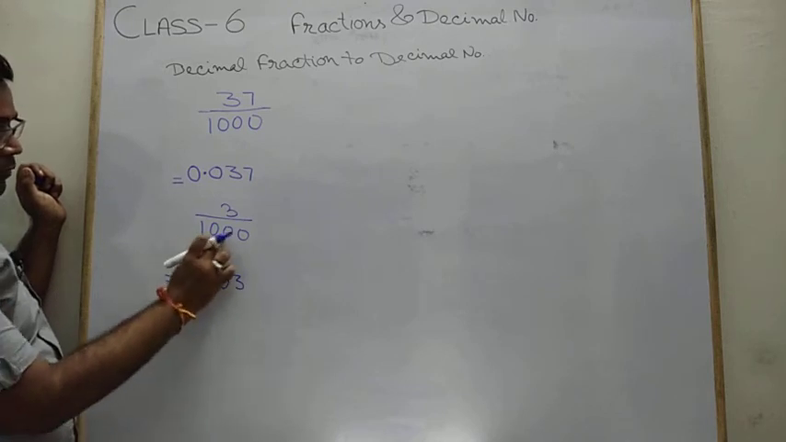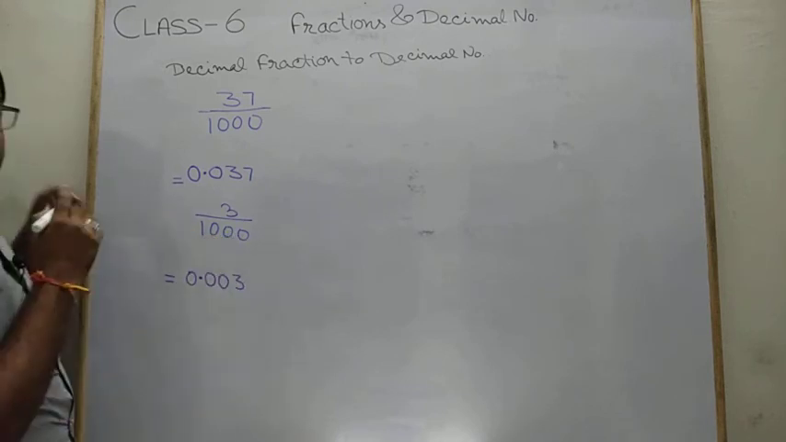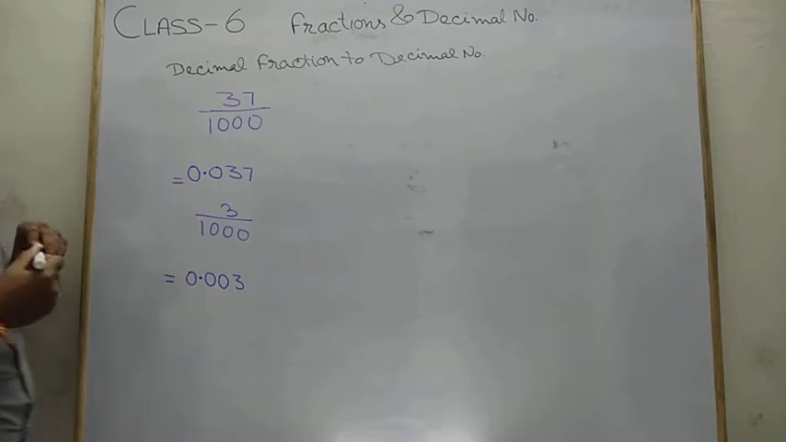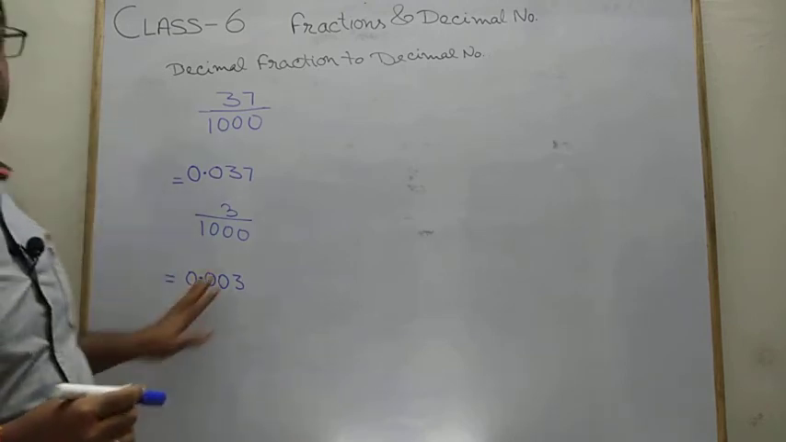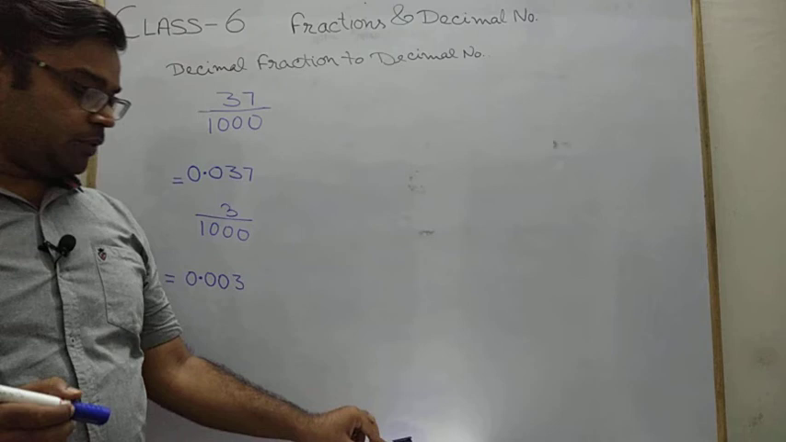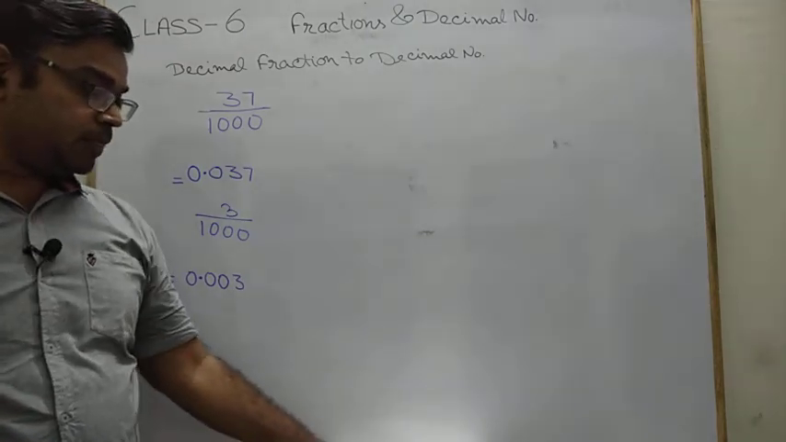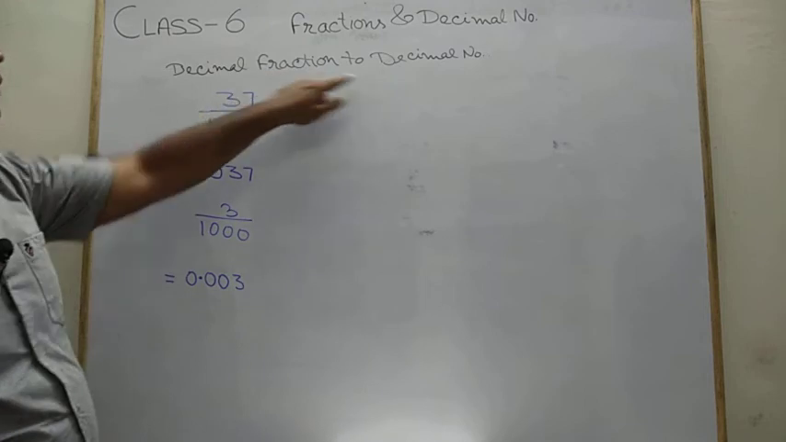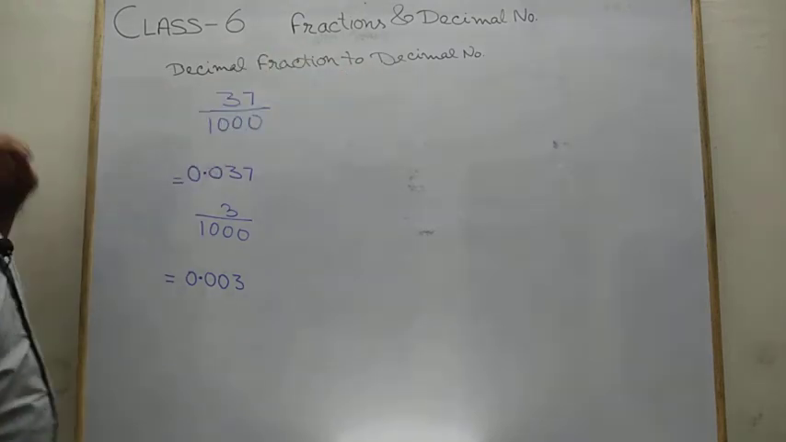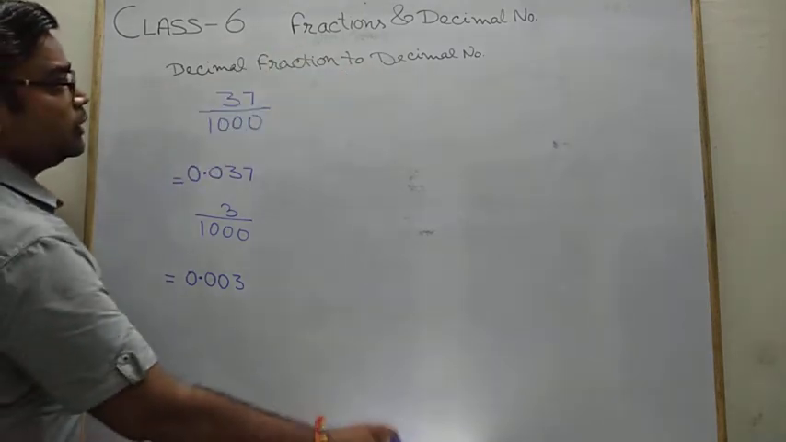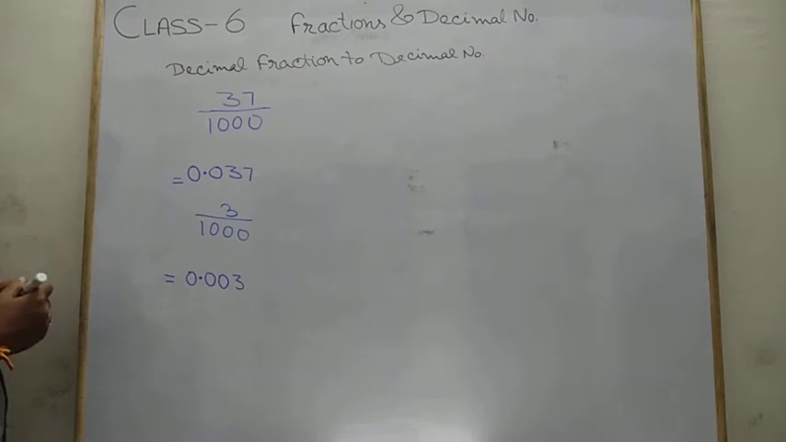After the decimal there are 1, 2, 3 digits. So I think this one is clear. This type of question you can solve likewise. Then the next type of questions are simply decimal numbers to fraction, meaning just the opposite.